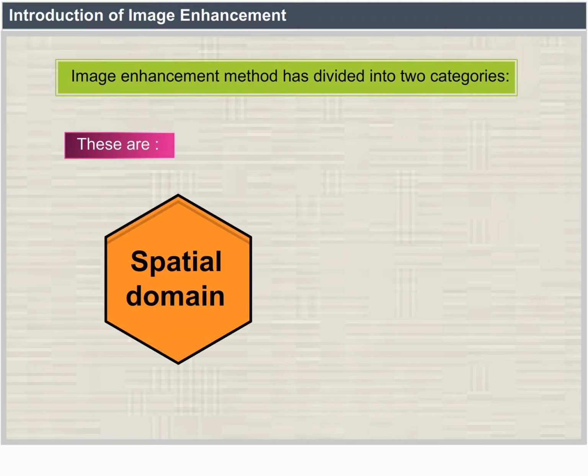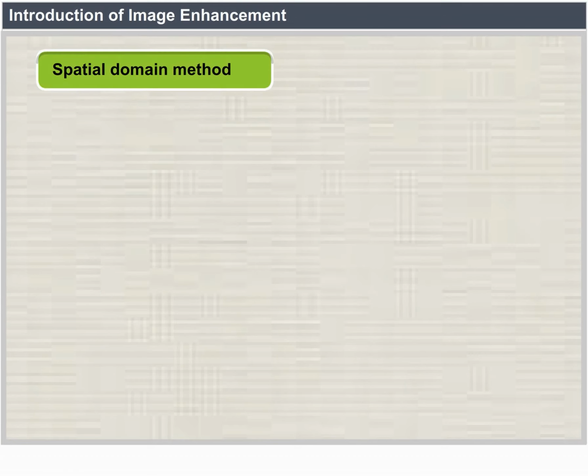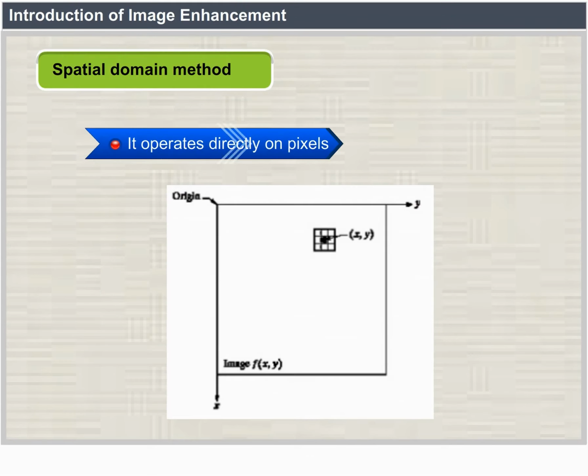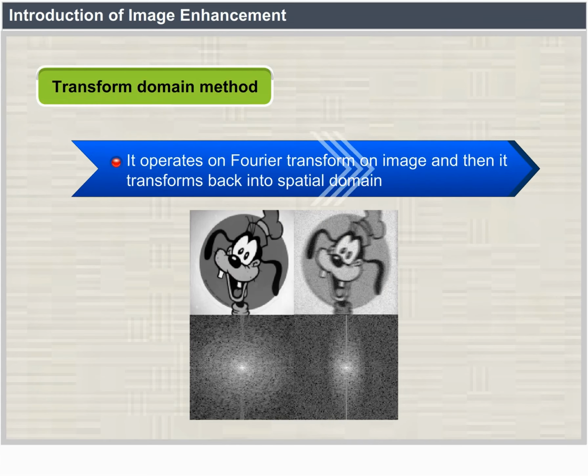Image enhancement methods are divided into two categories. These are spatial domain and transform domain methods. Spatial domain method: it operates directly on pixels. Transform domain method: it operates on the Fourier transform of the image and then transforms back into the spatial domain.